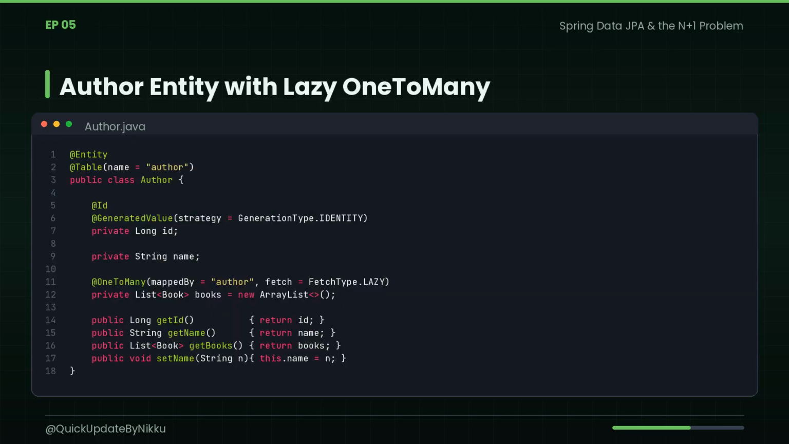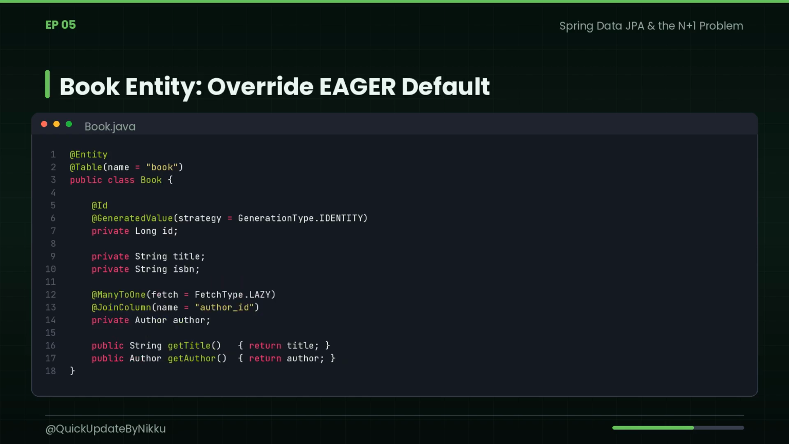The author entity owns a one-to-many relationship with book. The fetch type is explicitly set to lazy on the books collection. Lazy is actually the JPA default for one-to-many, but writing it out loud makes the contract visible to every developer who reads this class. Book maps the many-to-one side back to author.